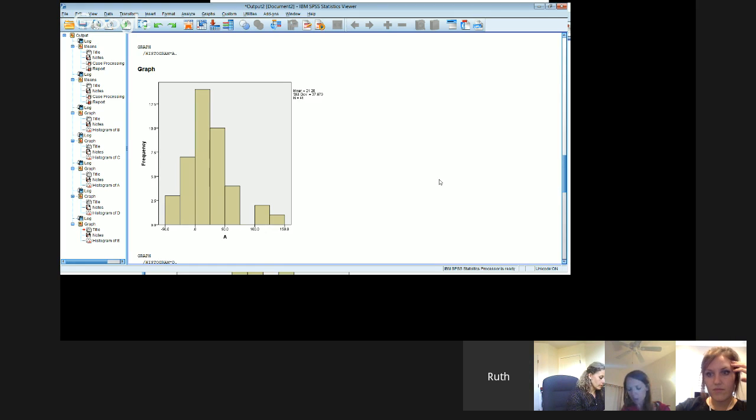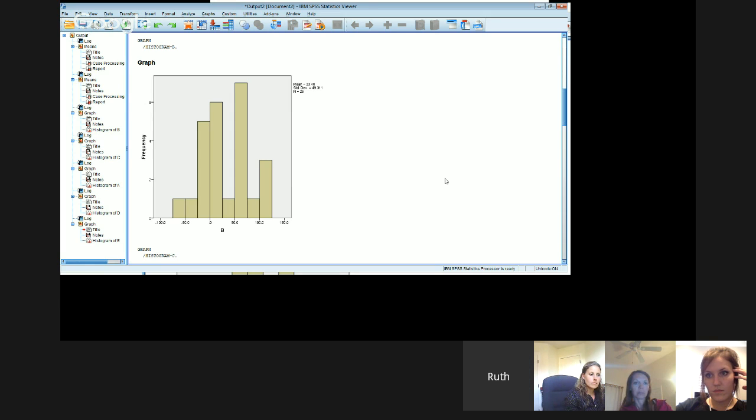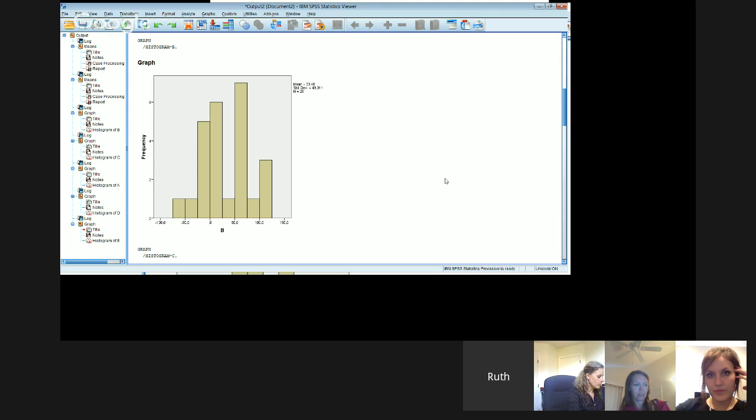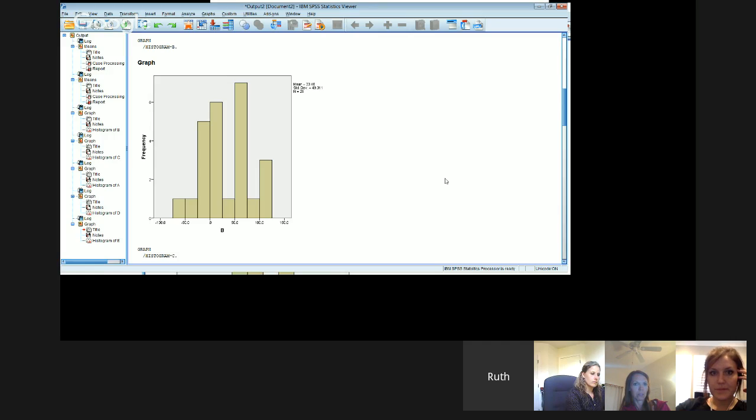Do we want to go to the next one? Yeah, we can just go through them, and that way we can see. Okay, here's B. So B's a lot different. That pulls more to the right. The center is still off. And it doesn't go quite, well, I guess it goes about the same, not quite as far over as A did. And then if we want to look at C.